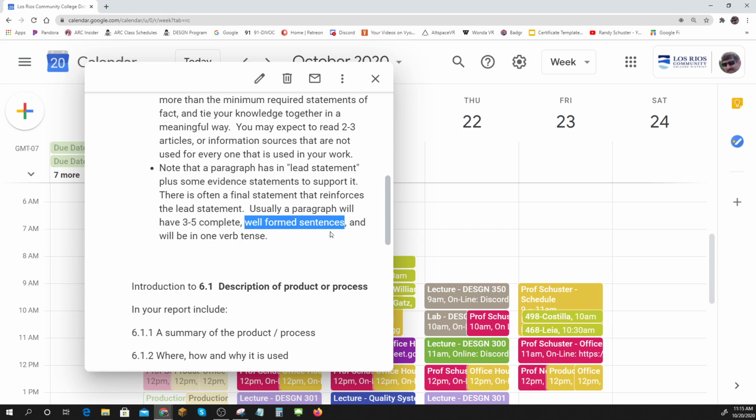A well-formed sentence has a subject and a verb. And usually there are some nouns and some adjectives. So the most simple sentences are very short. There's a subject and a verb, and then usually something that describes the effect of the verb, something like that. So three or four or five or six or seven words. And it's one basic idea.